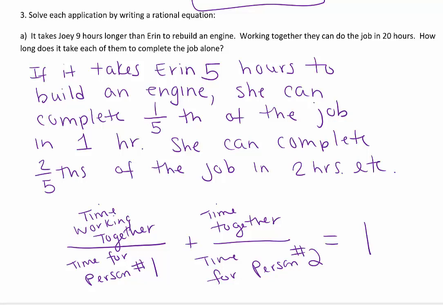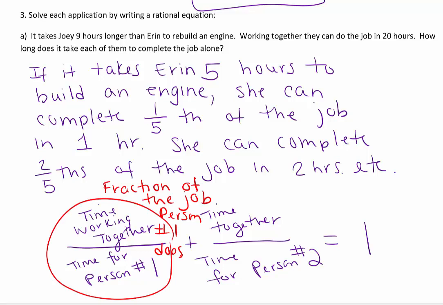And so the concept is, ignore the example I have right now, but just imagine, let's say it takes Erin 5 hours to build an engine. That tells us that she can complete 1/5 of the job in 1 hour, and she can complete 2/5 of the job in 2 hours, 3/5 in 3 hours, etc. And so the concept behind these problems is we're going to set up an equation with some fractions, and we're going to have basically two fractions that represent the amount of the job that each person is doing when they're working together.